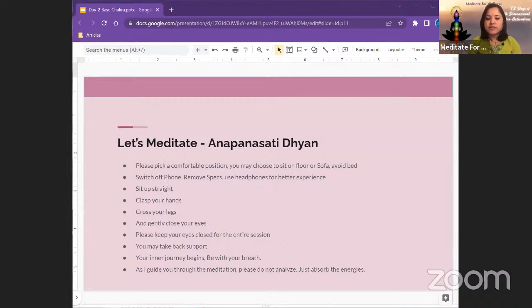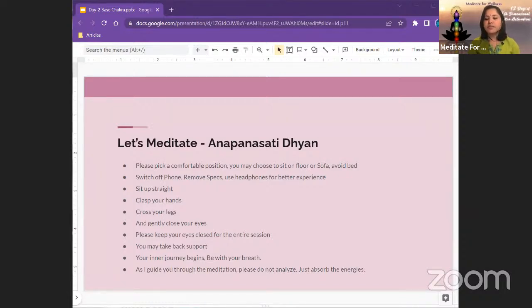Do not lie down. It's always good to meditate sitting up straight. And clasp your fingers like this, fingers into fingers, all 5 fingers holding each other, and let the hands rest comfortably in your lap. Cross your legs and gently close your eyes. And keep your eyes closed during the entire session, no matter what. Just hold all those energies and stay connected with the group and in meditation. If you like, you can take back support, but just do not lie down. Keep your head straight. And as you close your eyes, your inner journey begins.